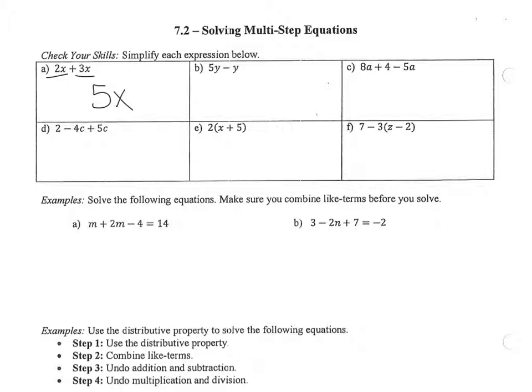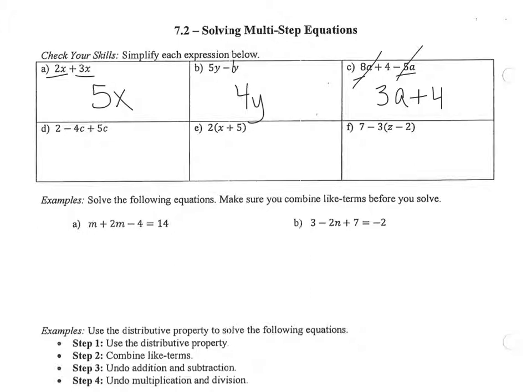Letter B, there is a negative 1 in front. So 5y's minus 1y is 4y's. Letter C, 8a's minus 5a's is 3a's, and then plus 4. I can't combine these anymore because these are not like terms. This one has an a and this one doesn't.